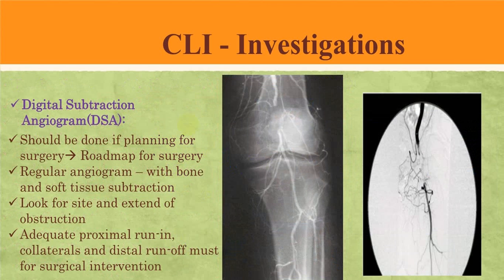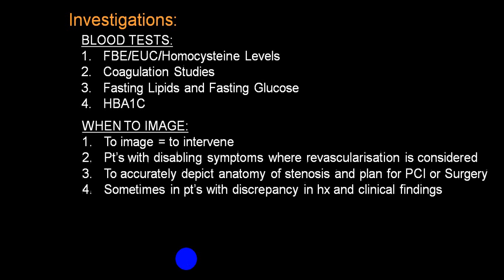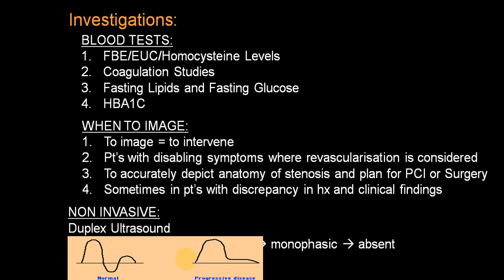Digital subtraction angiography is another very, very important, and it will give you in detail regarding the arterial blood flow, collaterals, etc. CT MRI angio is another investigation which can help you to find out the severity. Blood test is mainly to find out the risk factors. There are some non-invasive like duplex ultrasound may be of help.